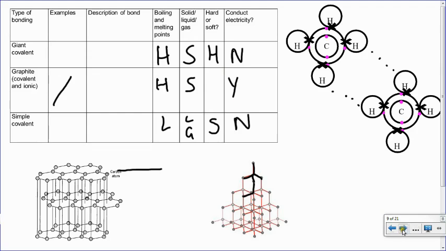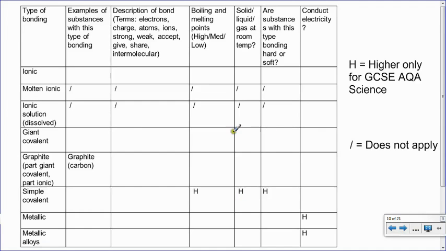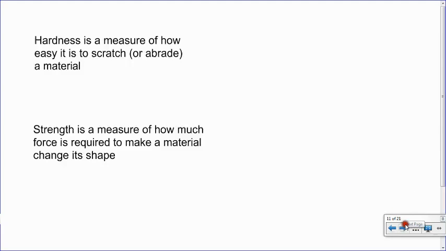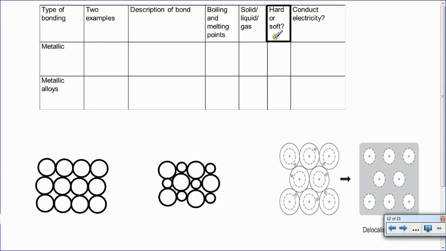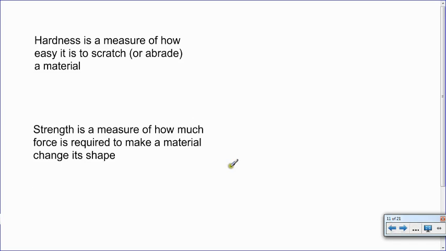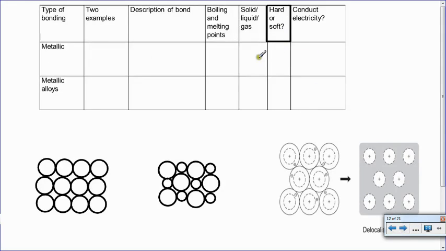Okay, so here's the table. We've looked at these top 3, we've looked at covalent. Let's just have a look at the last one, the metals. And for metals, we get this question about hard or soft again. Just have a quick look at this description. People often think hardness and strength is the same thing. It's not. Something can have strength without being hard and vice versa. So let's have a look.